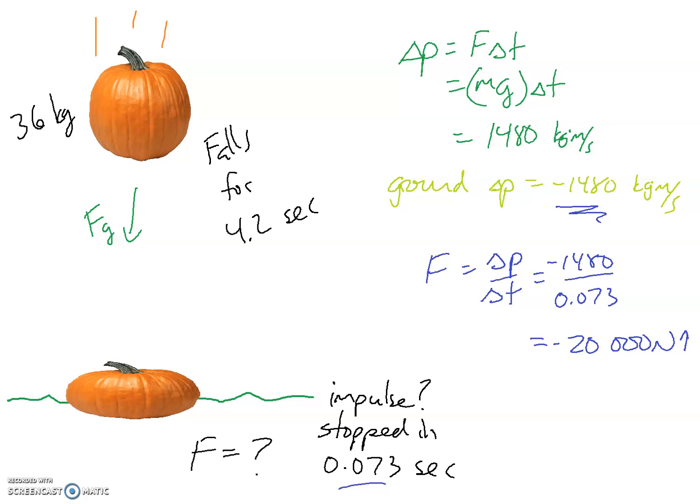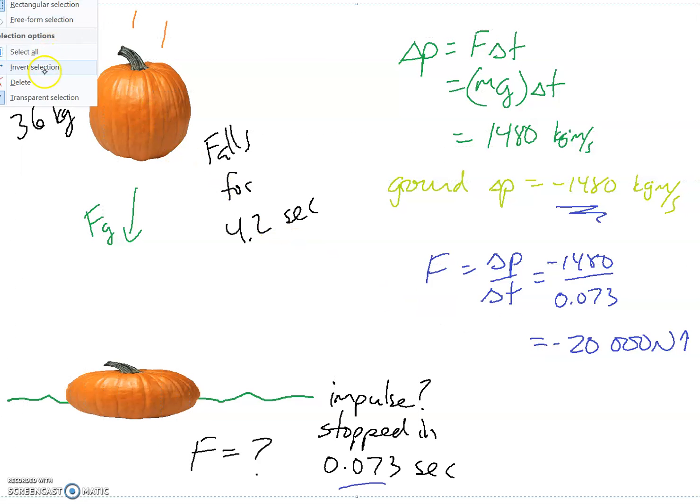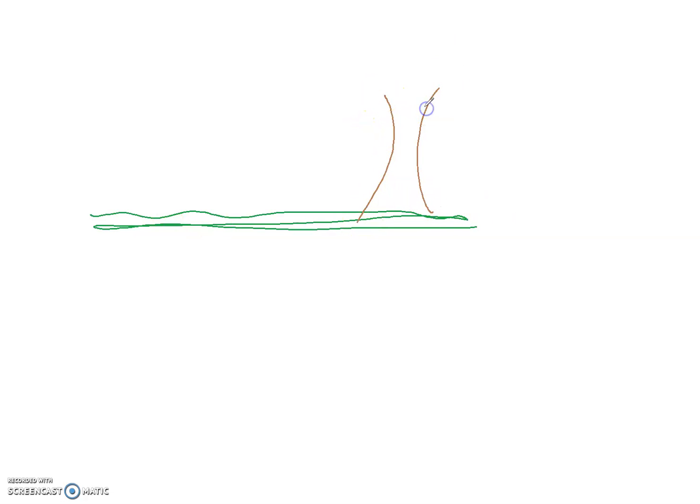Okay, so next let's try a different type of question, make up something else here. So let's get rid of all this. All right, let's try something else. How about this? Let's draw some grass. Get a tree going here.